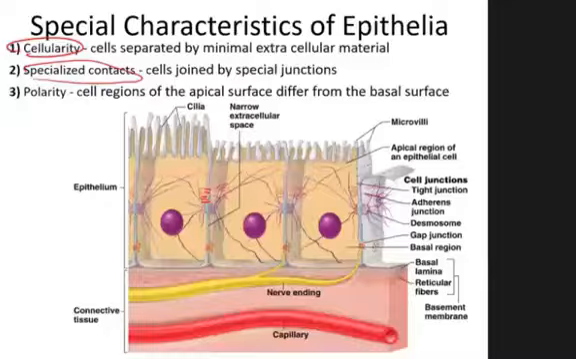That's similar to your skin, which is made out of epithelium. If I pull the skin on your arm, you won't see a crack there, because those cells are joined together by special junctions.